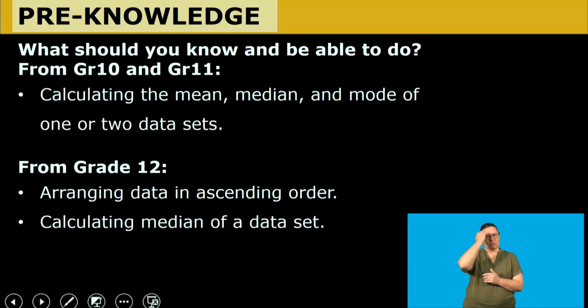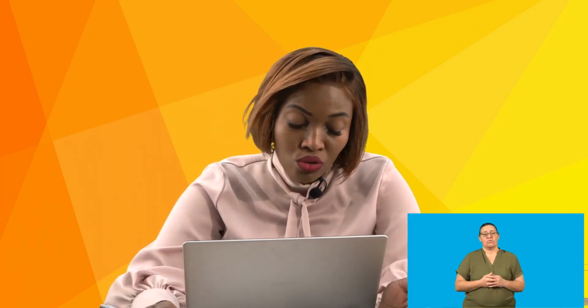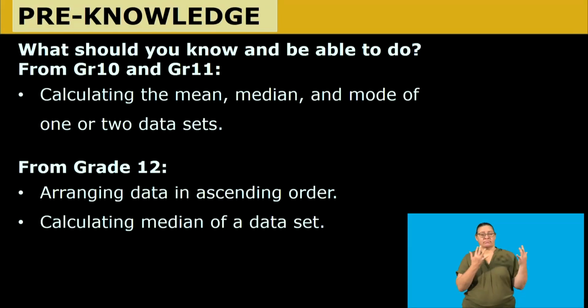In grade 12, what you should be knowing is arranging your data in ascending order. You will see that we calculate the quartiles with the data that is arranged in ascending order. You should also have learned to calculate the median of a data set. You will see how important the concept of median is when it comes to the calculation of the quartiles.